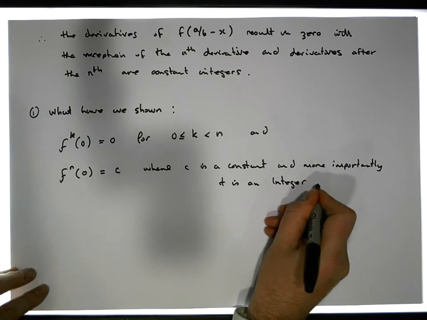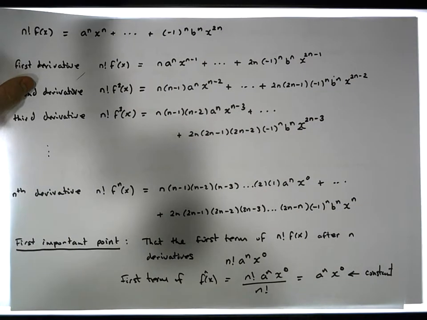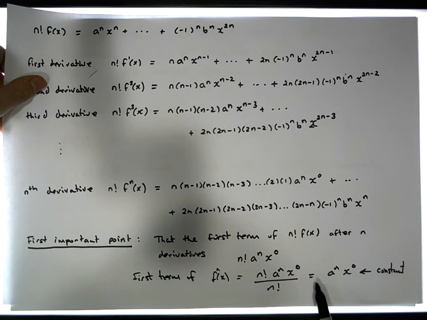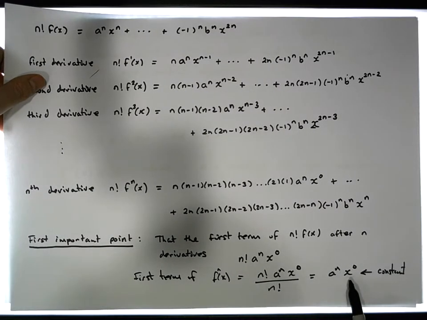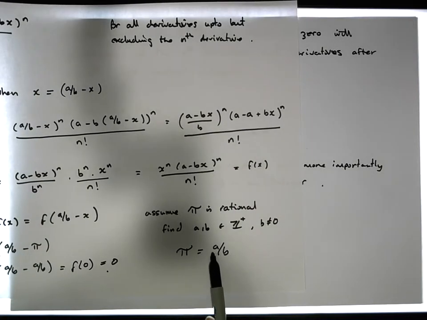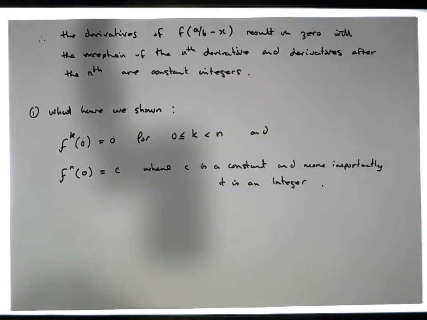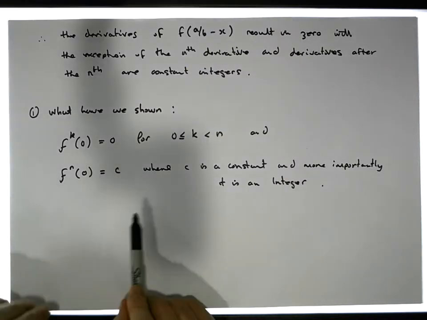Now, how did I even get to that particular place to say that it's a constant integer? If we go back here and look at the nth term, we end up with a to the n times 1, which is a constant. Now, when we're choosing pi to be a rational number, we're going to choose a to have a specific value, and we're going to choose it to be positive, in which case b has to be positive. So this constant here is an integer, and that's really important.